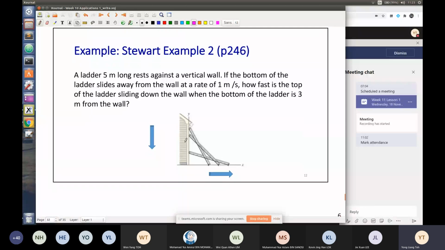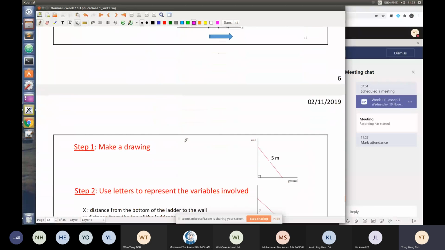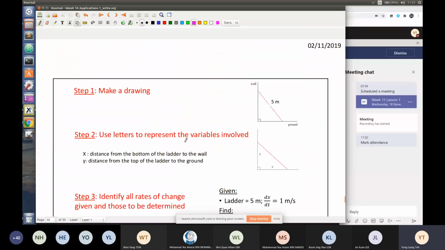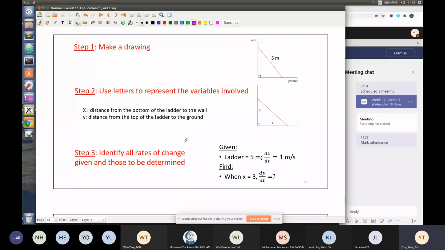Let's go through the steps in this example. First of all, we make a drawing. If you can make a drawing, you make a drawing. Try to make some representations that allow you to formulate the relationship between the variables more easily. Then subsequently, use letters to represent the variables involved. And the variables involved, typically one of them will be what is being asked explicitly in the question.